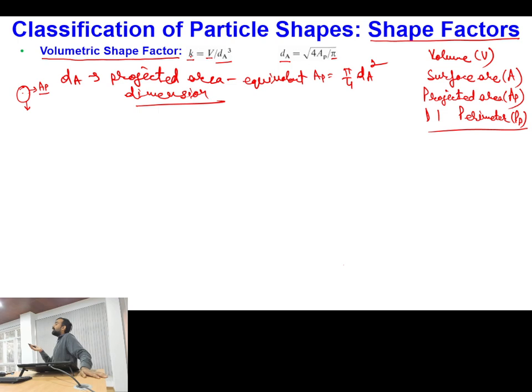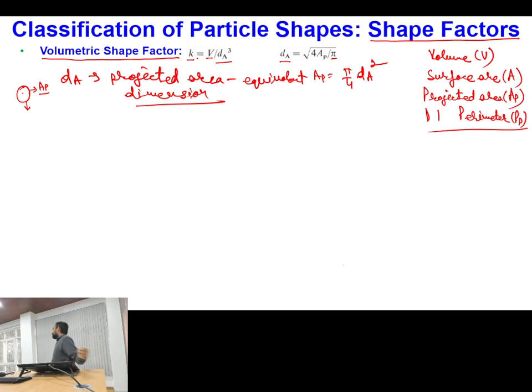So it means factor K will be nothing but, what is the volume of the sphere? 4 by 3 pi r cube, or in terms of diameter it will become 1 by 6 pi d cube. So it means that if you consider a sphere, for a sphere the value of K will be equal to pi by 6. Is this one clear? All are clear with this idea?